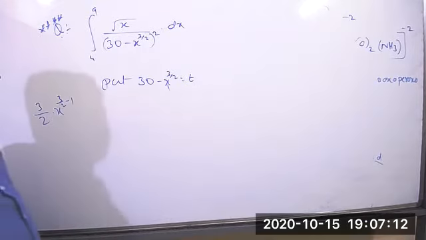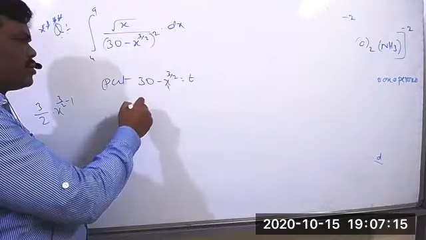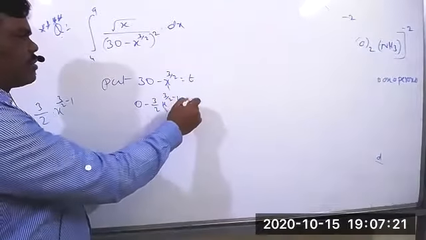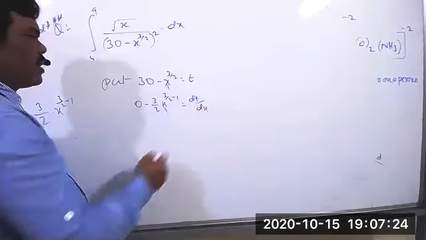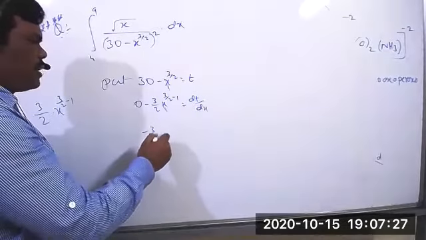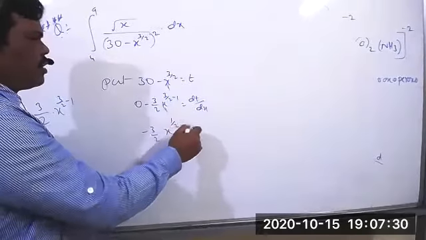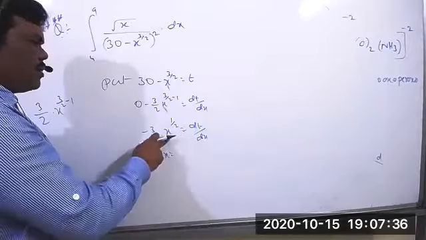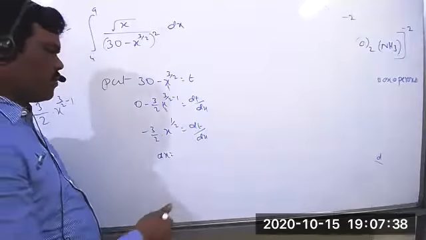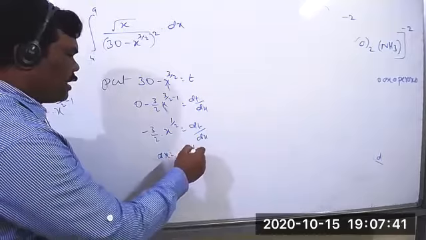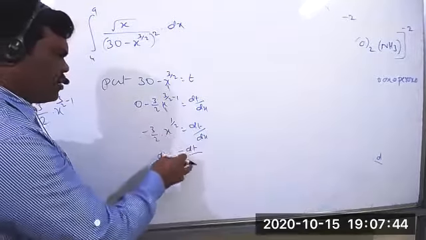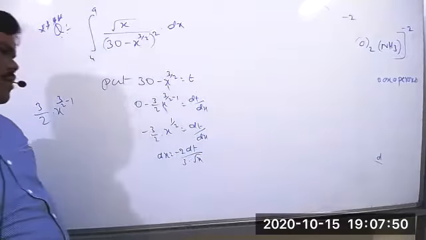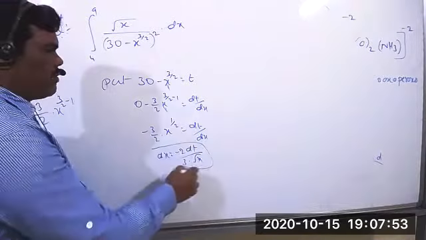We'll cancel that. Differentiate with respect to x on both sides. So 0 minus 3 by 2 into x power 3 by 2 minus 1 equals dt by dx. So minus 3 by 2 into x power 1 by 2, that is root x, equals dt by dx. Taking the reciprocal, the value of dx is minus 2 by 3 into root x, dt.